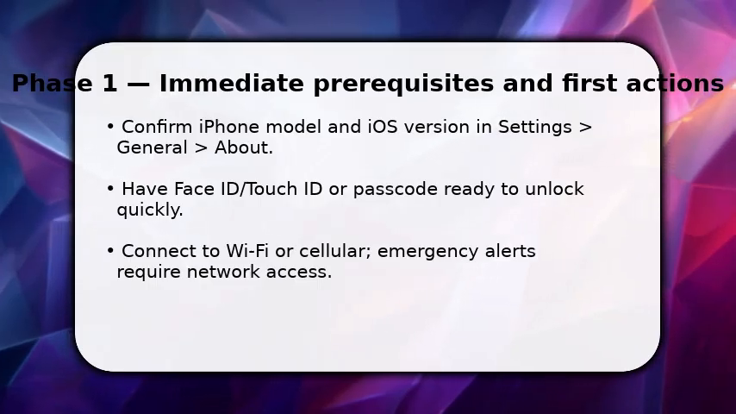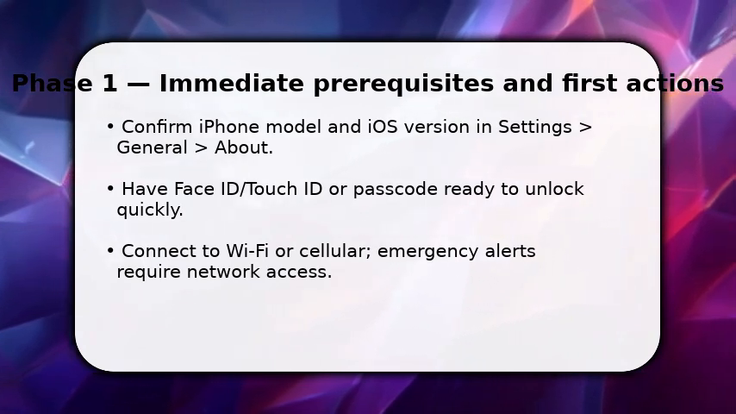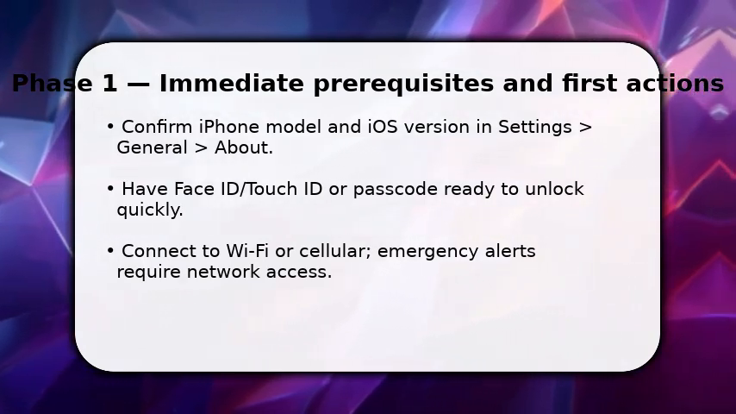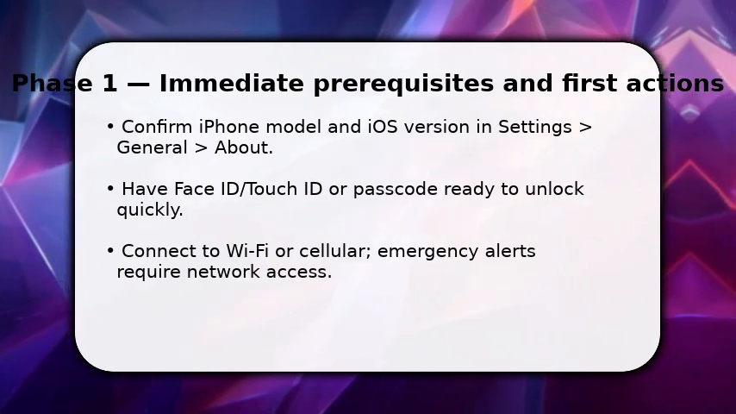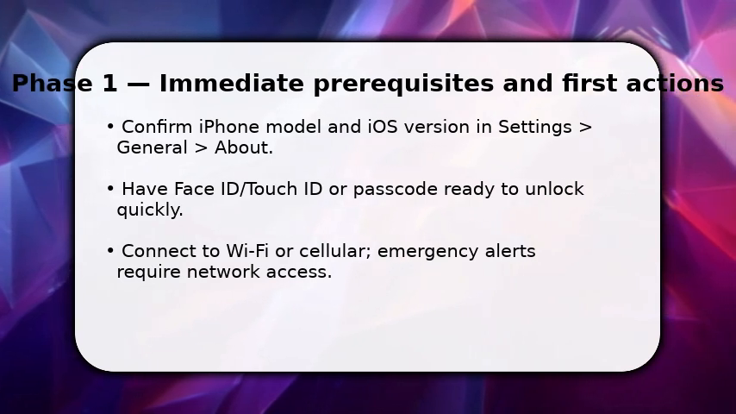You start by preparing the phone, make sure it's unlocked and connected. Once ready, open Settings and tap Notifications. This is where system alerts are controlled. You do this now because emergency alerts are part of notifications, not a separate app.